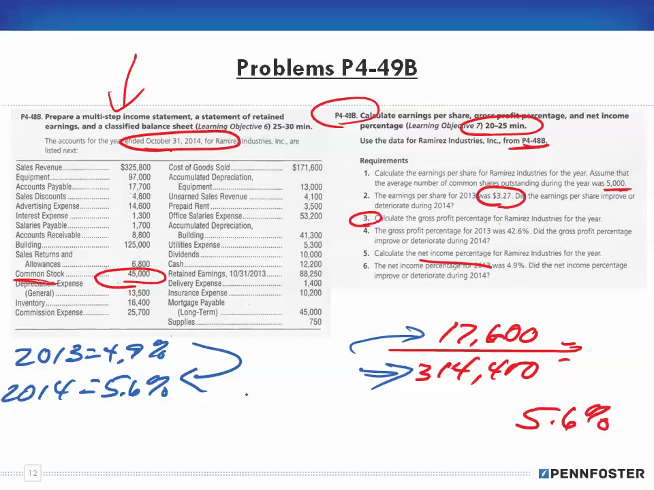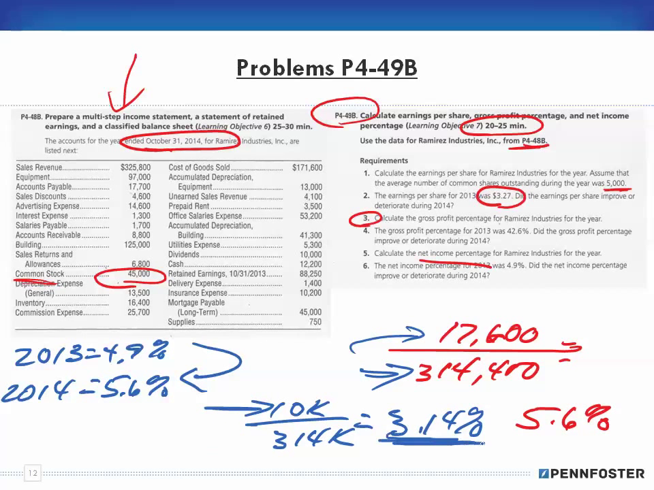And if I throw in a number here of say 10,000 divided by 314,000, that's only going to be about 3.14%. Okay, so you can see when we have less net income, our percentage goes down, meaning we have retained less money out of the amount of sales that we've made. Because remember, it's sales or revenue.